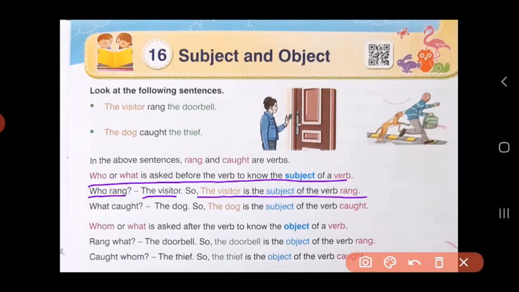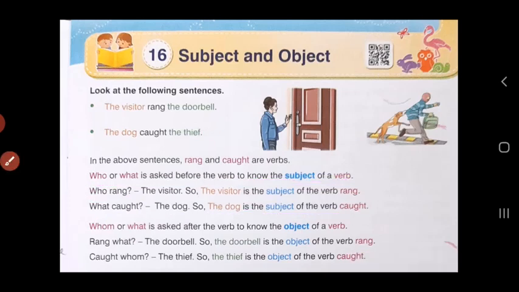Same way, in the second sentence, if you ask the question, what caught? The dog. Dog will be the subject of the verb caught. So remember, to find out the subject, you have to ask the questions who or what before the verb. The answer that you get becomes the subject.